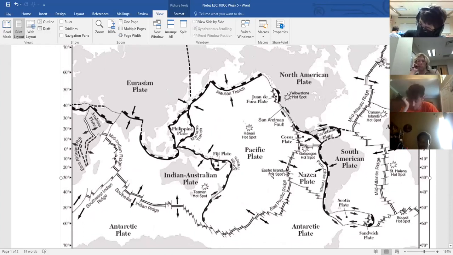Now let's look at the next type of boundary, the divergent boundary. They're spreading. Notice they're spreading here. The spreading creates new ocean floor. So you have new ocean floor spreading. You're creating at the same rate you're destroying, so the net is 0.